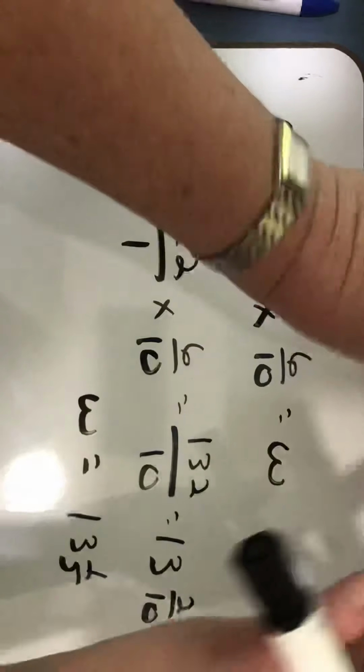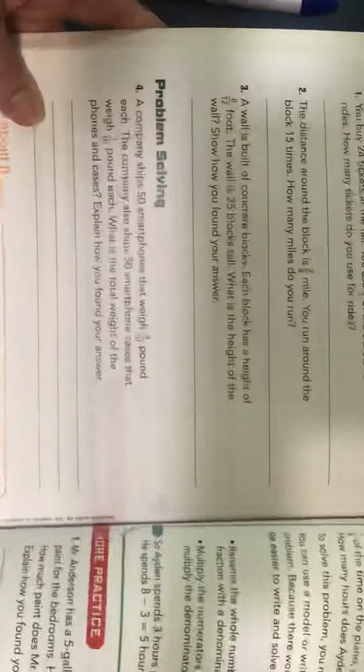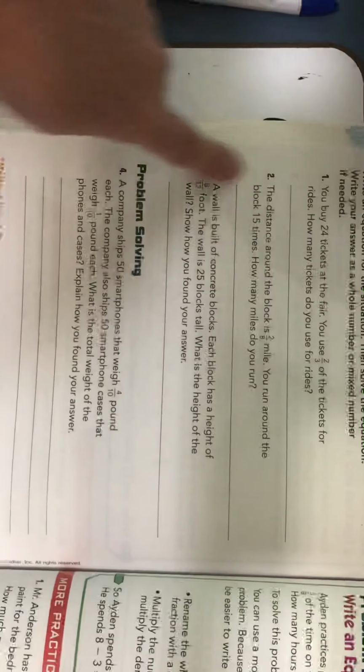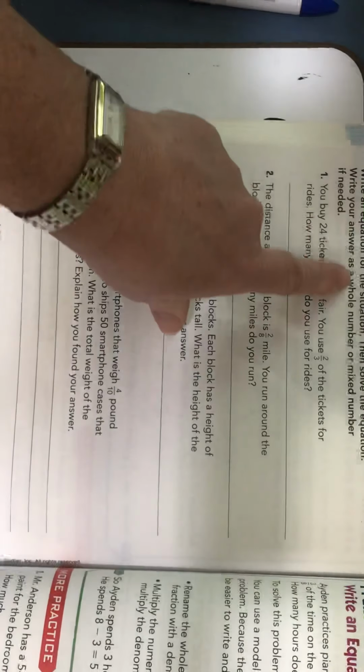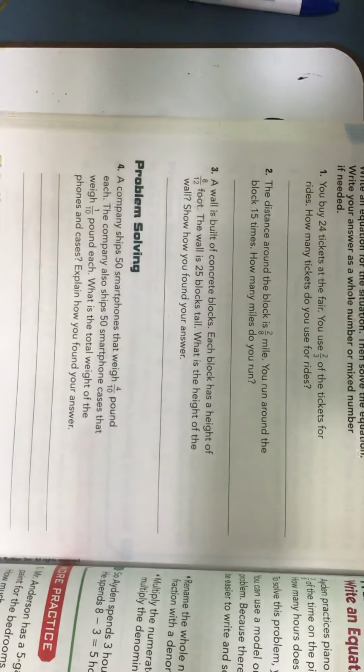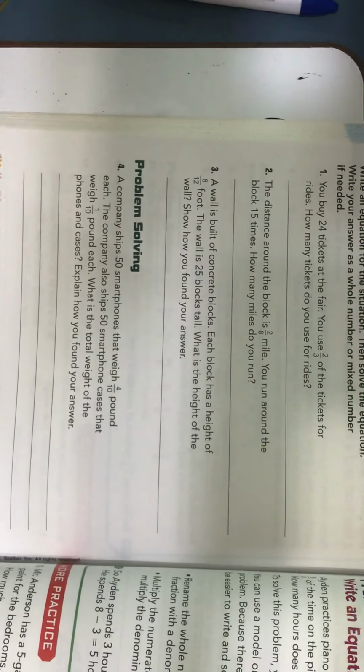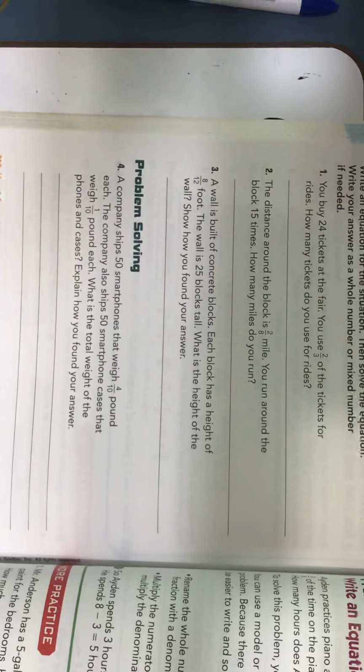Now let's look on page 194. This is the page that you're going to be doing. Okay, you have 4 problems and then a write about it. Let's look at number 1. It says to write an equation for the situation, then solve the equation. Write your answer as a whole number or a mixed number if needed.